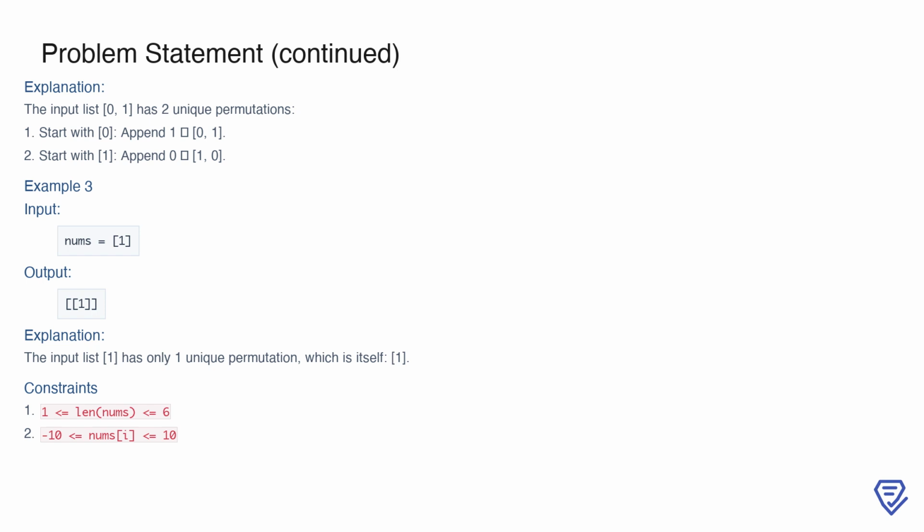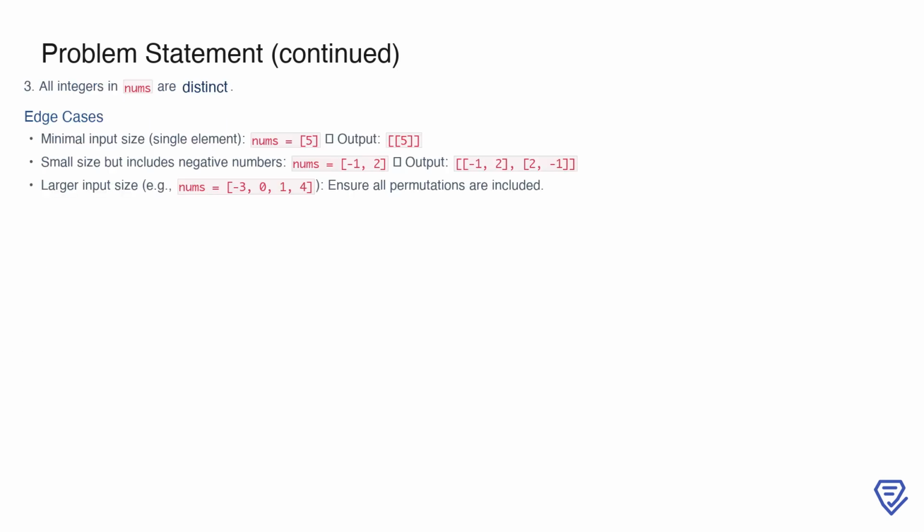The constraints of the problem ensure that the input list will always have between 1 and 6 elements, and every integer will be unique. This means we don't need to handle duplicate elements, which simplifies the problem slightly. With these examples and constraints in mind, let's also consider some edge cases. One edge case is when the input is a single element, like nums equals [5]. Here, the output is straightforward, [[5]].